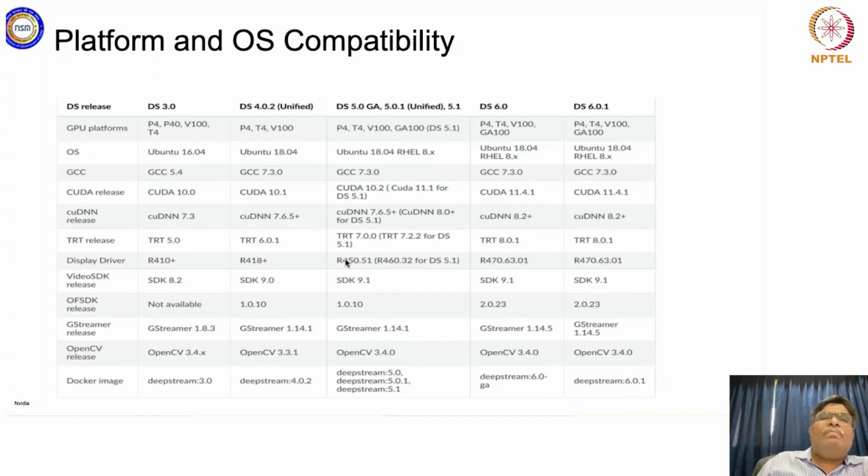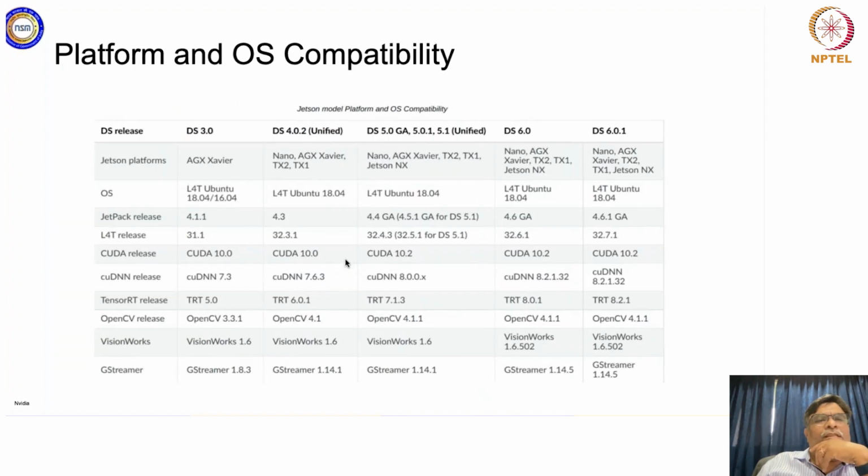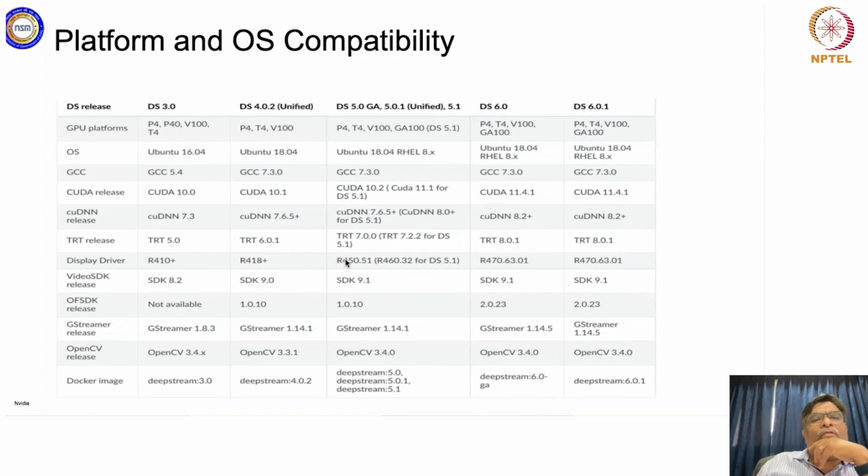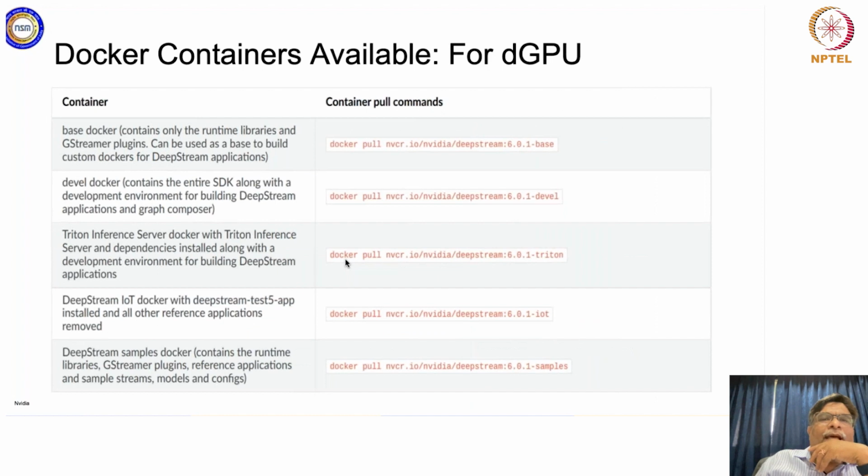So the same thing holds good for various GPU platforms. So this was just the Jetson platform, this was GPU platforms. We'll show you both the examples today. And then when you're trying to work with something like discrete GPUs, there are Docker containers available. We'll try to work with Dockers as well. We will be using Dockers only.